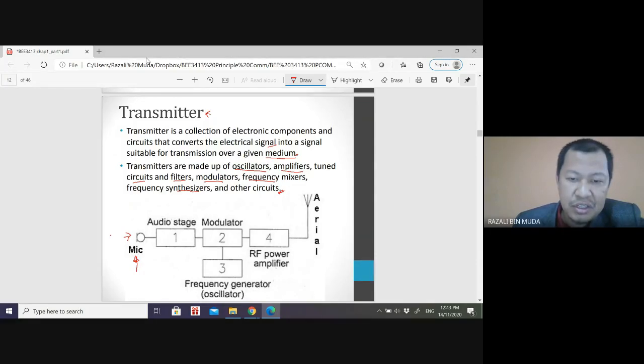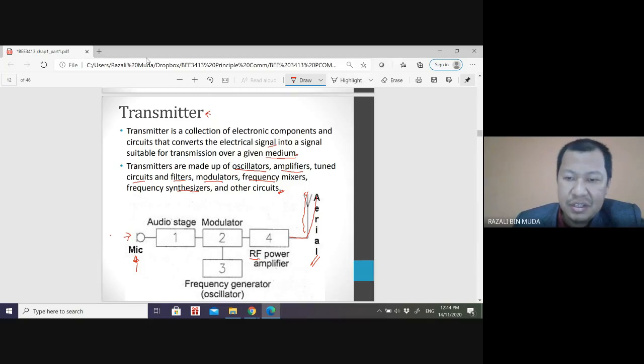So there are a few stages: audio stage, modulator, amplifier, frequency generator. Then all these combined become the transmitter. This transmitter converts the voice into an RF signal so that it can transmit the voice or the information in the form of what? RF signal.